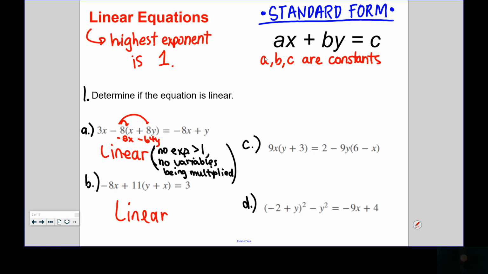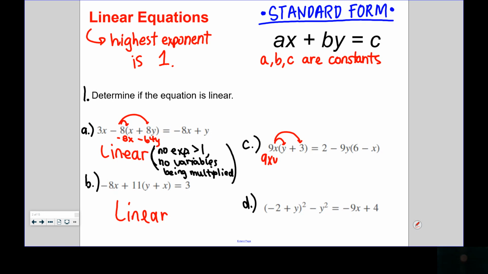9x times y plus 3 equals 2 minus 9y times 6 minus x. So if we multiply through by 9x right here, you have variables being multiplied together. So anytime you have a variable being multiplied together, that is going to make us suspect that this may be nonlinear. Anytime you have one that you think may be nonlinear, it's probably a good idea just to go ahead and multiply it out and simplify, because the terms may cancel out. So let's see what happens.